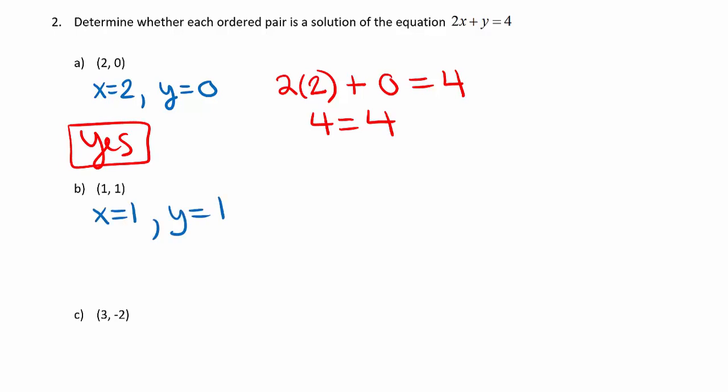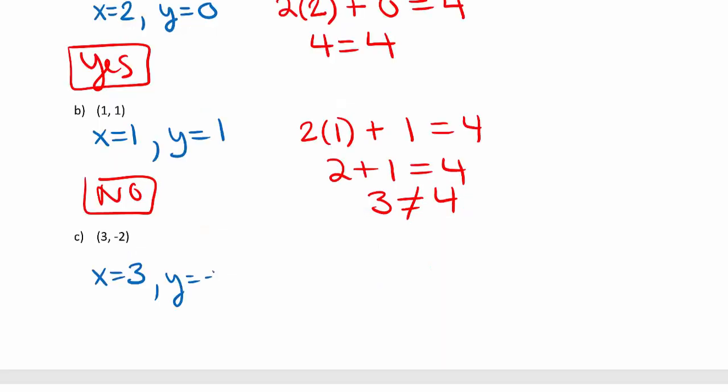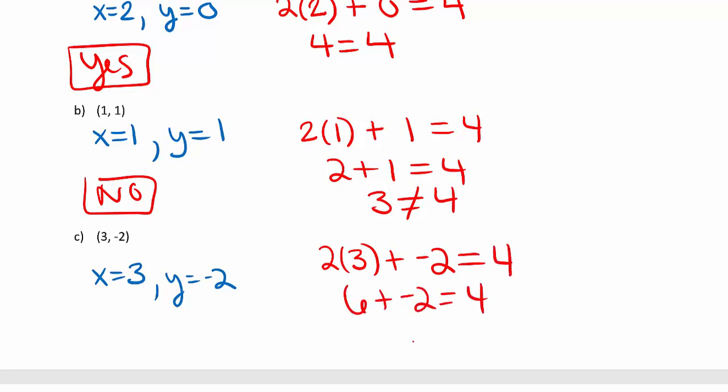Whereas in part B, this ordered pair is x equals 1, y equals 1. So I can replace the x with 1 and the y with 1. And this time when I do the math, I end up getting a false statement. 3 does not equal 4. And so that indicates that this point is not a solution. My last ordered pair, x equals 3, so I plug 3 in for x. Y equals -2, I plug that in for y. And this time when I do the math, I also get a true statement. I end up with 4 equals 4. And so this point is a solution as well.